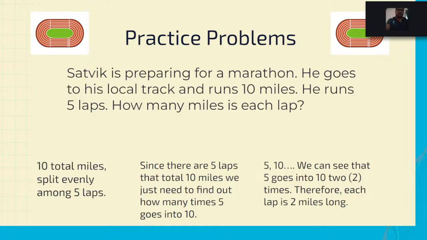We can count by 5s. 5, 10. We can see that 5 goes into 10 2 times. Therefore, each lap is 2 miles long. And another way you can think about this is we have 10 total miles, 10 divided by, that are split evenly among 5 laps. 10 divided by 5. This gets us 2 miles, so each lap is 2 miles long. Let's move on to another one.